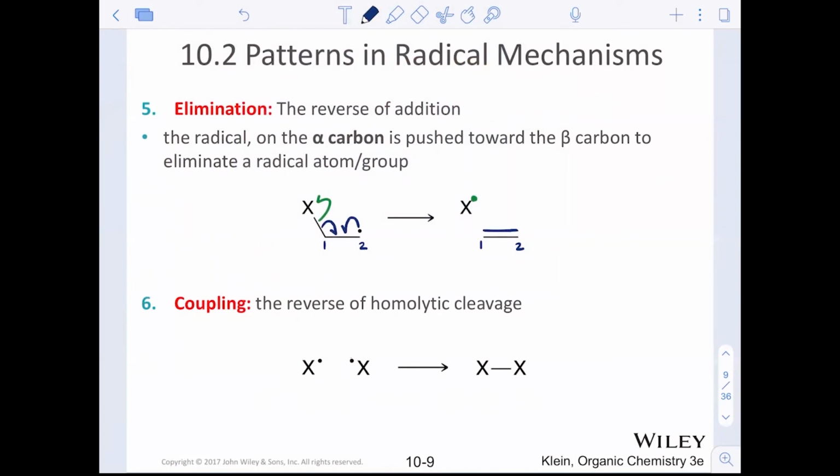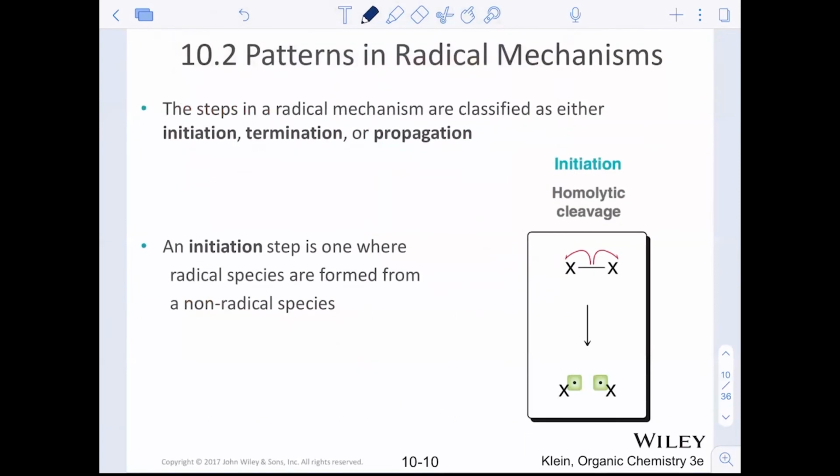Coupling is the reverse of pattern number 1, homolytic cleavage. Coupling is bringing two radicals together to make a new sigma bond. Now with these patterns, they're going to be put into one of three categories. And these categories are what we are going to see as our radical mechanisms in this chapter. So not only do we have patterns, but we do have categories in our mechanisms now. The three steps or the three classifications are initiation, termination, and propagation.